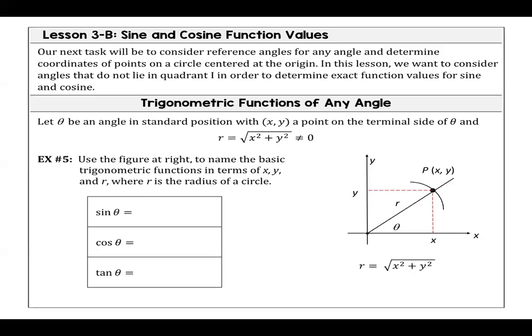So our next task here is to consider reference angles. When we're talking about reference angles, we're literally talking about, as I go around the unit circle, how far is something from the nearest x-axis. That's what we're referring to when we say reference angle: how far is an angle from its nearest x-axis. That's its reference point.